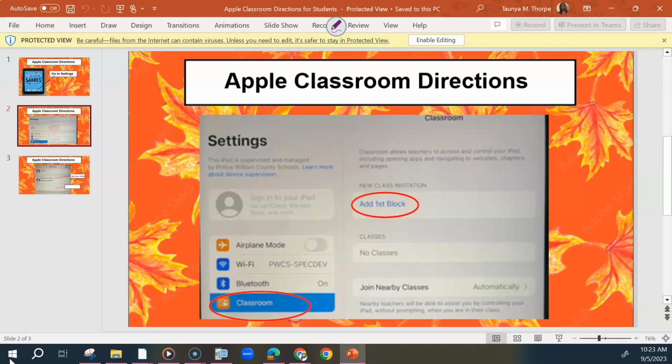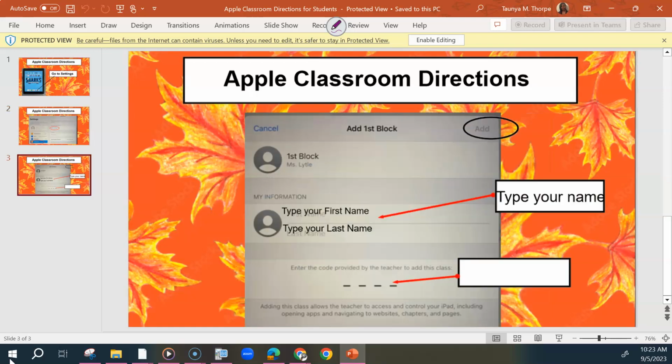And then you should see classes that were already added. Yours will say add 5th period. Not first block, but add 5th period. So go ahead and add that. And there's going to be a name in there already. So this will say 5th block or 5th period. You are going to change that name to your first and last name. And then you're going to put in this code.